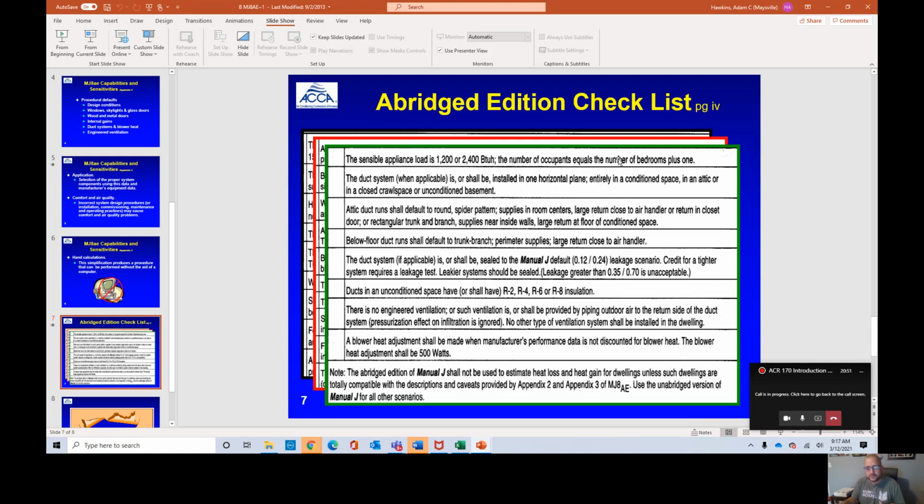The number of occupants, the number of bedrooms plus 1. So if you have a 3-bedroom home, it's going to account for 4 people. So if you have more than that, you may have to factor in an extra person or two. Most of the time it's not going to be a huge issue, but just know that that is the limitation.